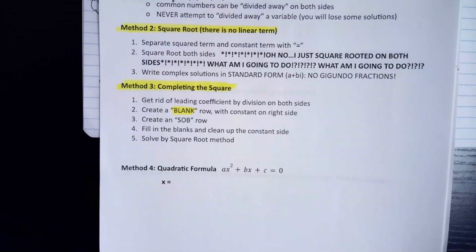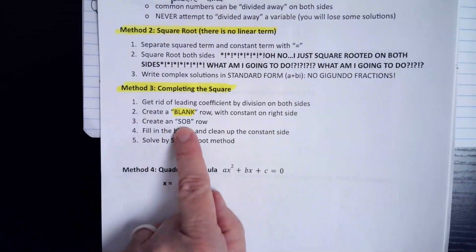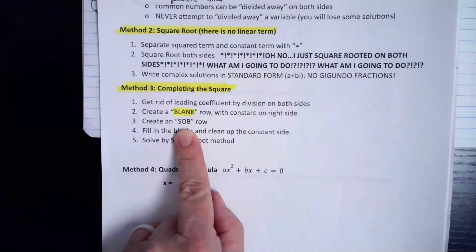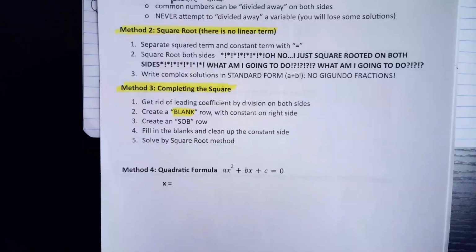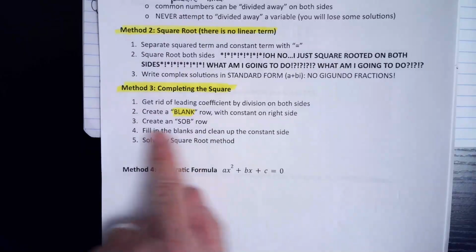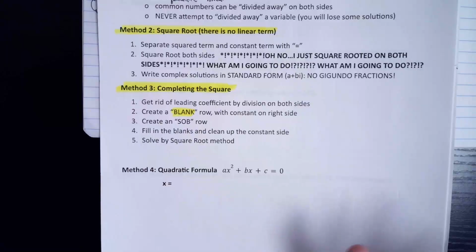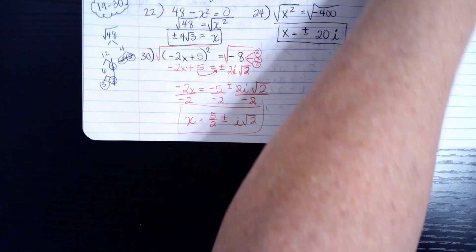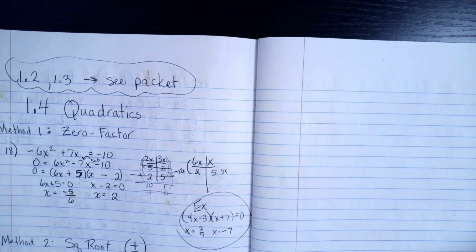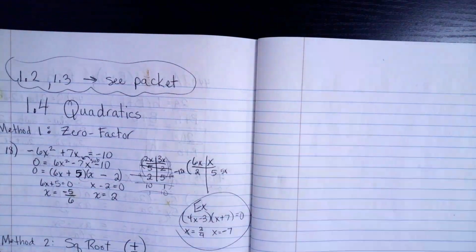So, still front loading, you're going, oh, yeah, I don't even know what you're talking about, but front loading, okay? After your blank row, you have your SOB row, which is going to look like the last problem. So a square of a binomial on one side, a constant on the other, and then you use the square root method. Now, did that help you understand completing the square? No. I want to help you understand completing the square by understanding why they do it.